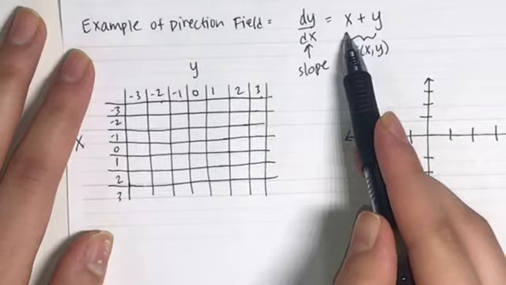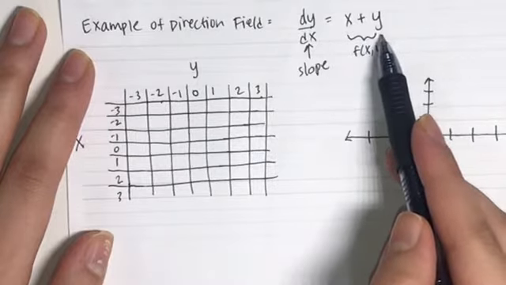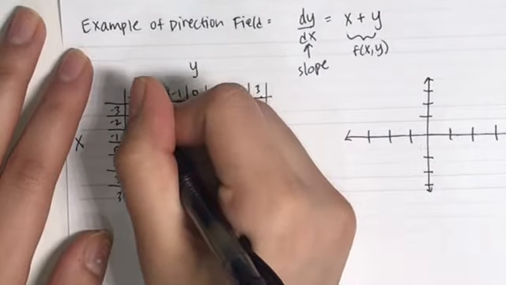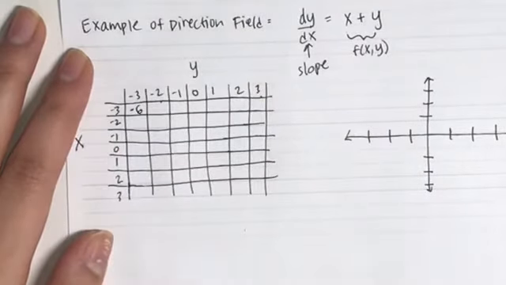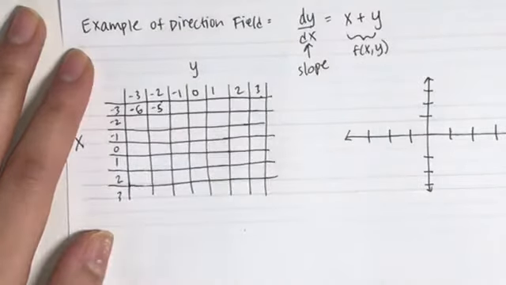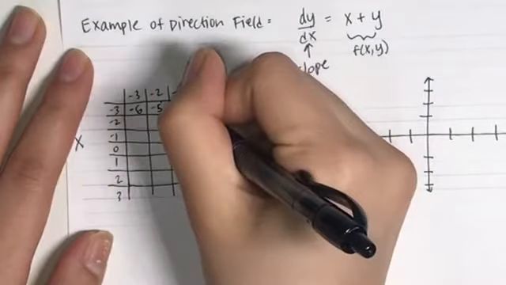So we go to our differential equation dy over dx equals x plus y, and all we do is add our x and y together. So -3 minus 3 is -6. Then we move to the next column, to the right, and we do x equals -3, y equals -2. We add them together, and we get -5. And we keep doing the same process over and over again. We move to the right, we do x equals -3, y equals -1, and we get -4.